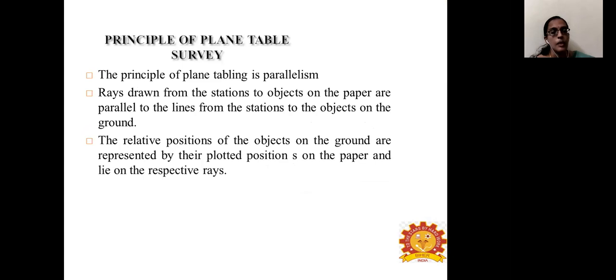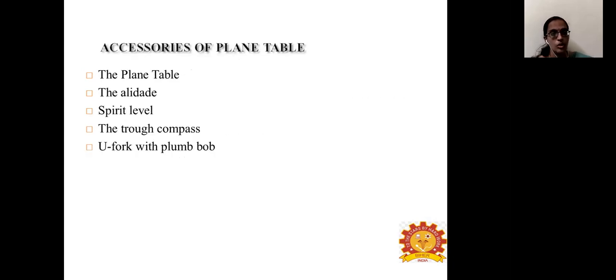Now, using plane table surveying. In the case of compass surveying, we are doing certain triangulation methods by adopting the radiation technique. In the case of plane table surveying, we can adopt the parallelism method. Rays are drawn from the station to the objects on the paper, which will be parallel to the lines from this station on the ground. The relative positions of the objects on the ground are represented by plotted positions on the paper, which lie on the respective rays on the paper.